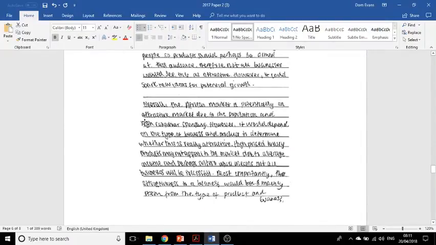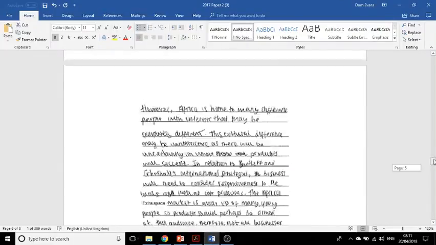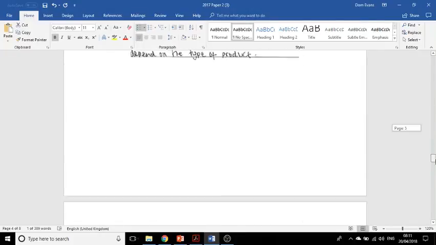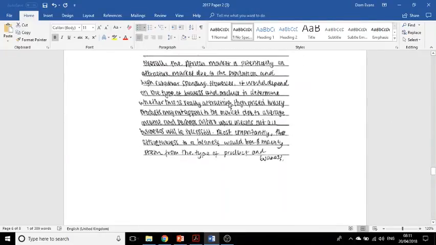"Overall, the African market is potentially an attractive market." That's the answer to the question. "It's potentially an attractive market due to the population and high consumer spending." So they've supported their answer, which is, if you go back here, what I told you need to do: answer the question at the start of your conclusion and support the answer. "It would depend on the type of business and product to determine whether this is really attractive." Okay, so this is good. So they're saying what it depends on.